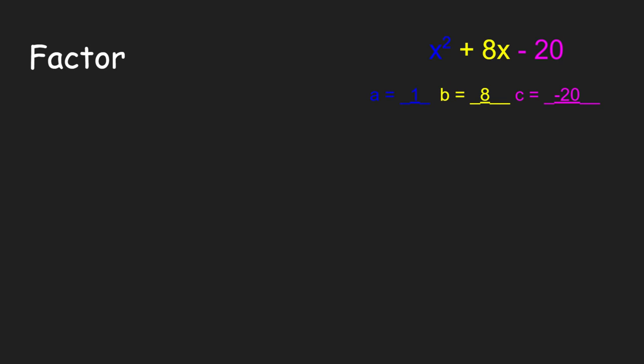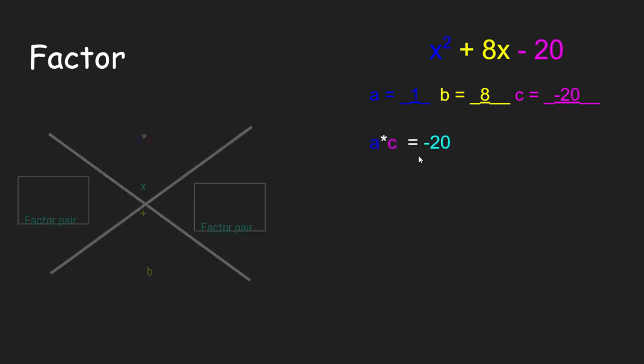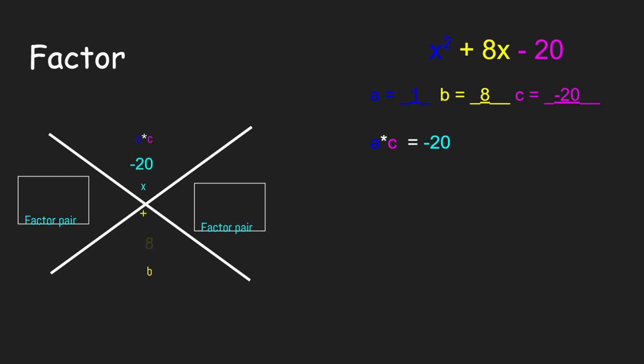A times C, 1 times negative 20 will give us negative 20. When I draw my X, I'm going to put negative 20 at the top and positive 8 on the bottom. Now I'm going to start to list all the factors of negative 20. Since it's a negative number, remember we're going to multiply by a negative and a positive. Since 1 goes into 20, I can write negative 1 and 20, also positive 1 and negative 20.